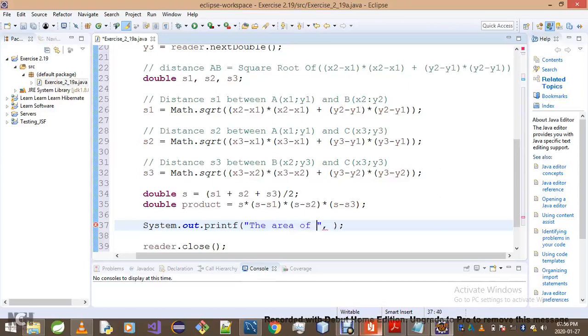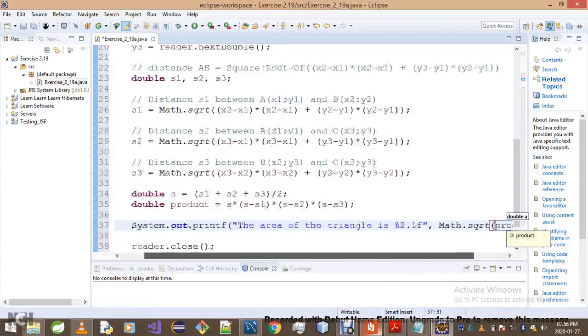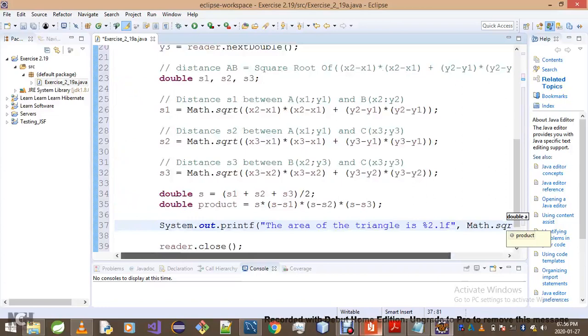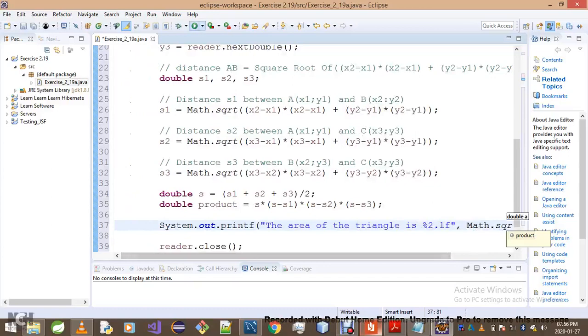So the area of the triangle is, we format this, and you want to have one number after the decimal point, and we're simply going to go math.sqrt of product. I decided not to have a variable to hold our product, right? So let's try to hit the run button and see what we get. Let's try it out.